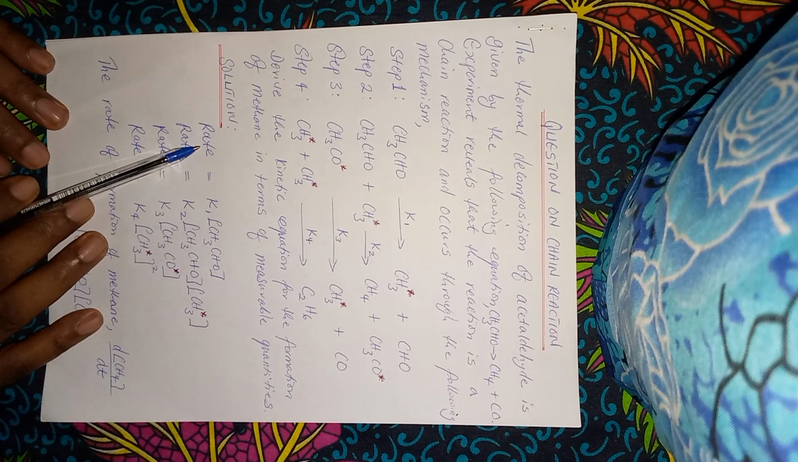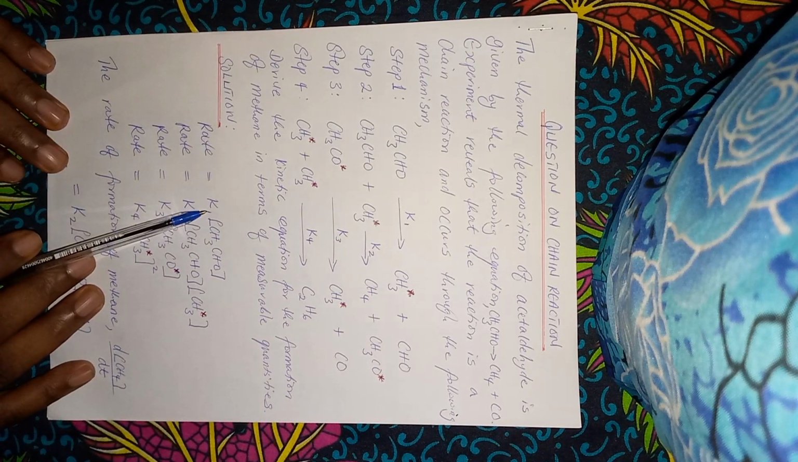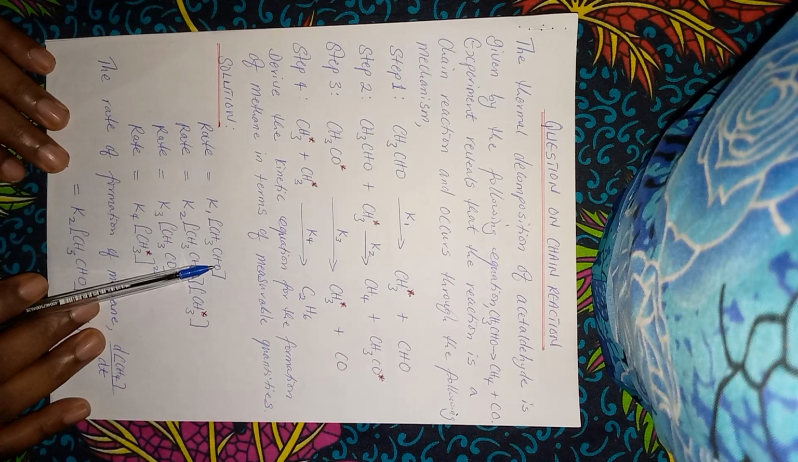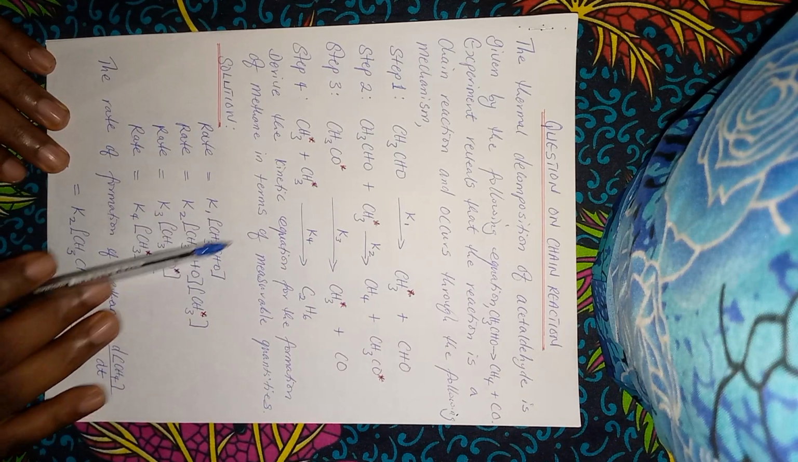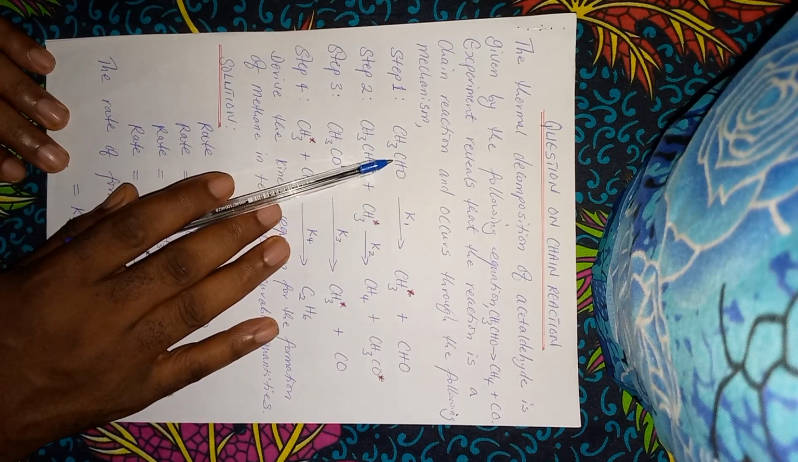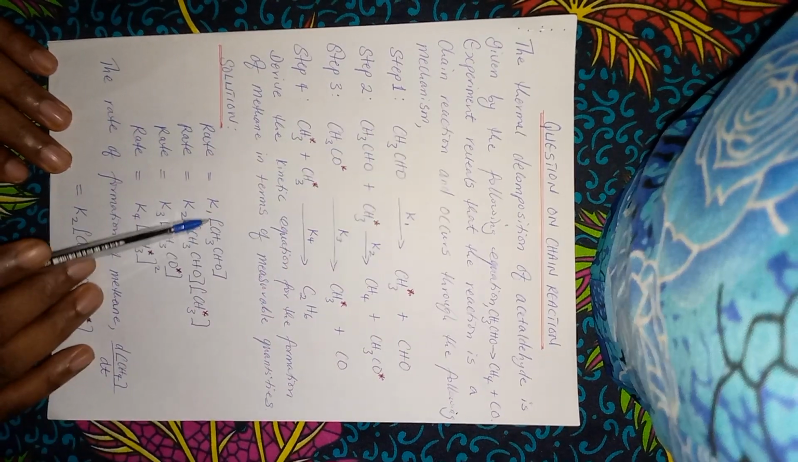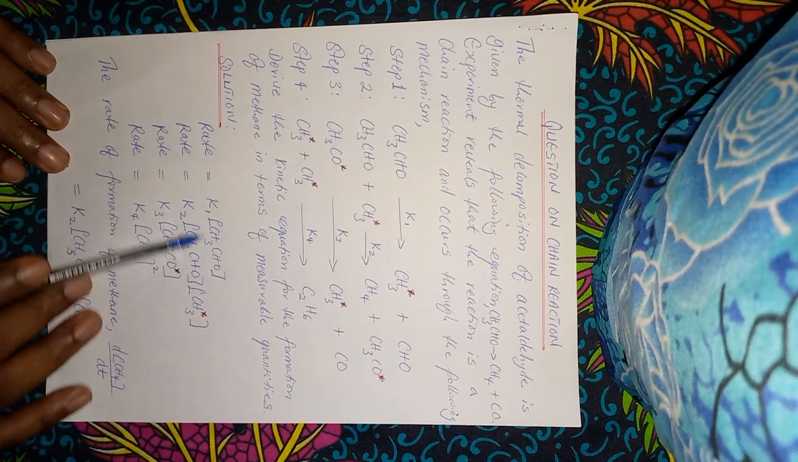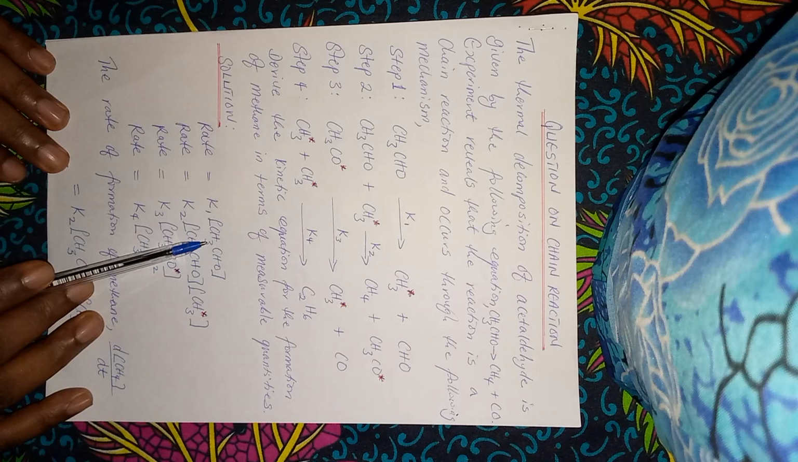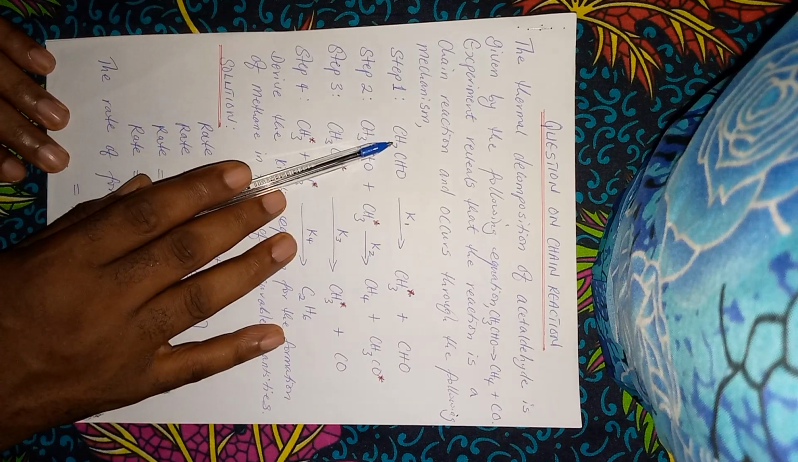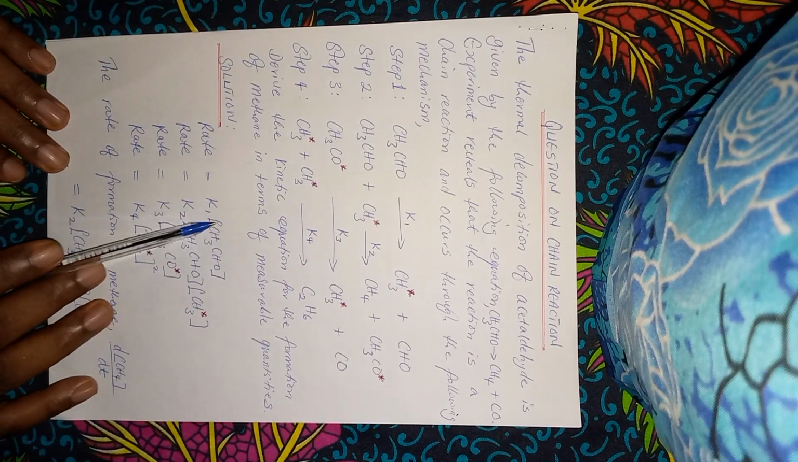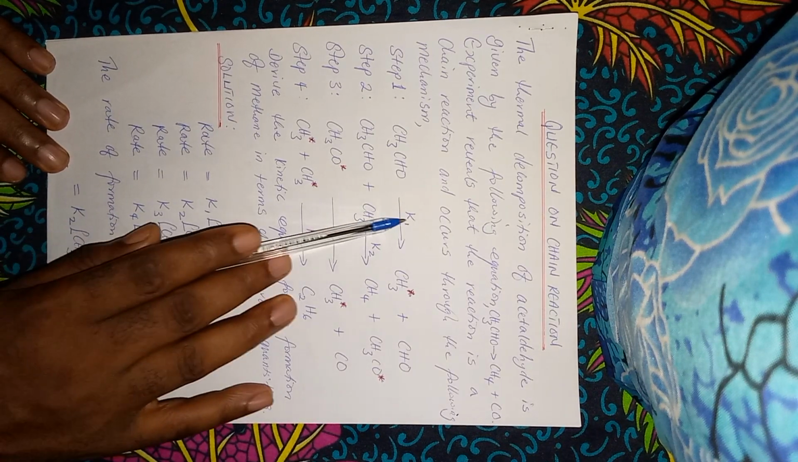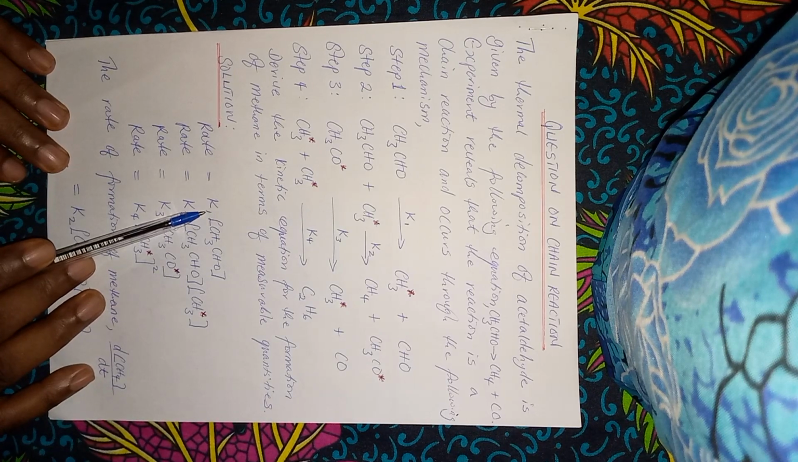For step 1, rate equal to K1 in bracket CH3CHO. That comes as a result of having a reactant CH3CHO. So you use the reactant to write the rate for each of the steps. So for step 1, the reactant is CH3CHO. So that's why we now have in bracket CH3CHO, then K1, which is the rate constant for step 1.